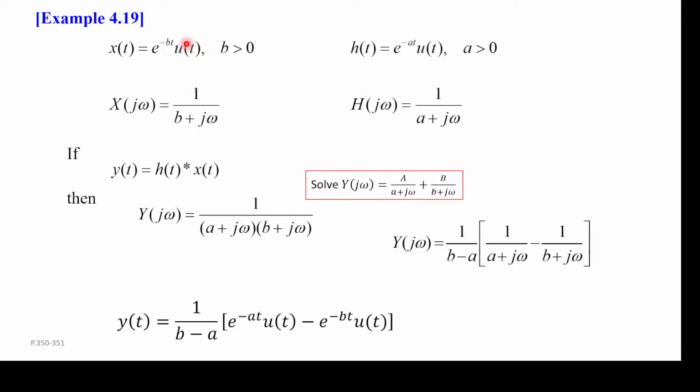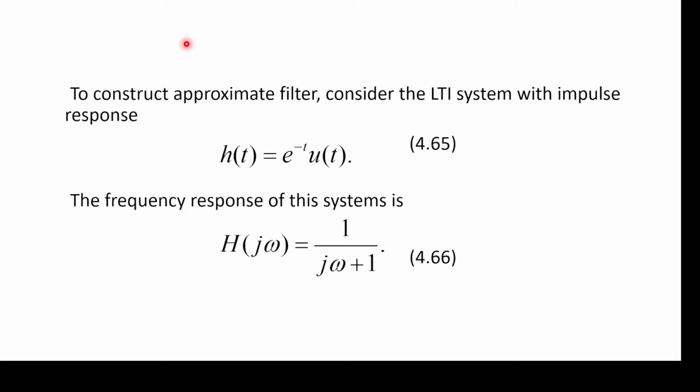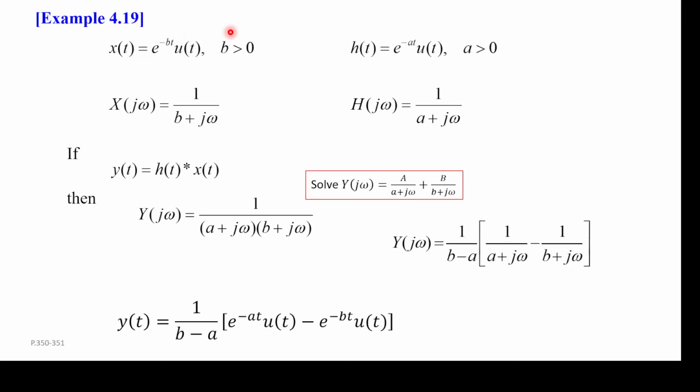And as we said, we have seen how this kind of exponential decay function's Fourier transform just becomes 1 over b plus j omega or 1 over a plus j omega. So a is this a here and b is this b here. And so we can calculate the big Y very easily. You just multiply those two together: 1 over a plus j omega times 1 over b plus j omega.